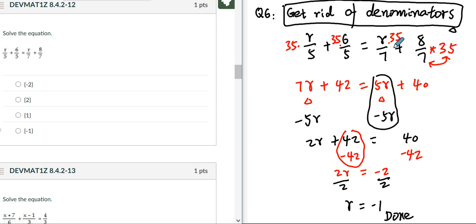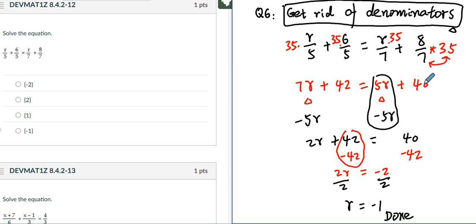35 divided by 7 here, we have a 5. 5 times r is 5r. And again, 35 divided by 7 here is 5. 5 times 8 is 40 here. Okay. Now, we want to isolate r, so both sides subtract 5r.